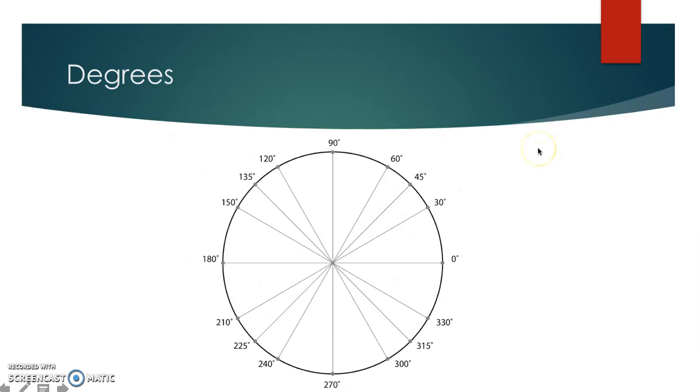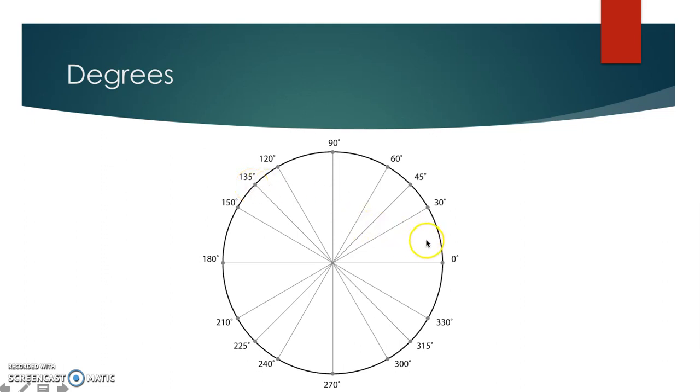So here's a picture of the unit circle with just the degrees on it, and as you can see we start over here with 0 degrees, and then the most important measurements are broken up into increments of 30 degrees. We have 30, 60, and 90, and so forth, and then the other important increment is 45 degrees. We have 45 degrees, 90 degrees, 135, and so forth.